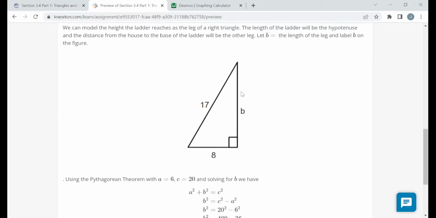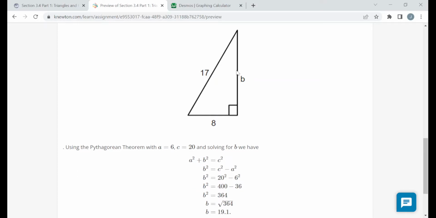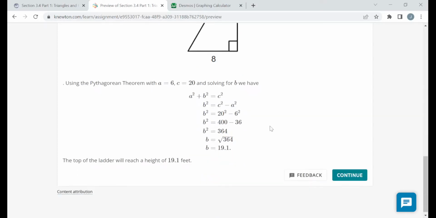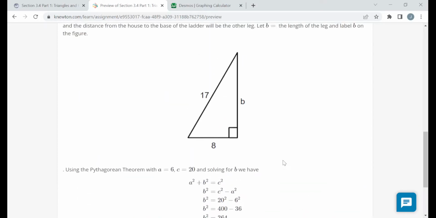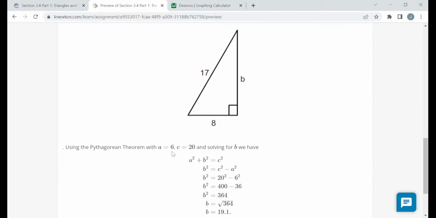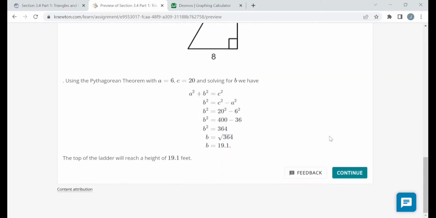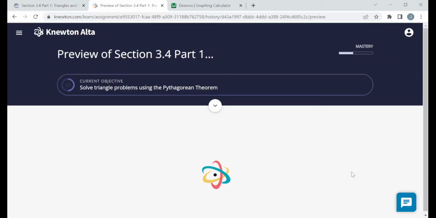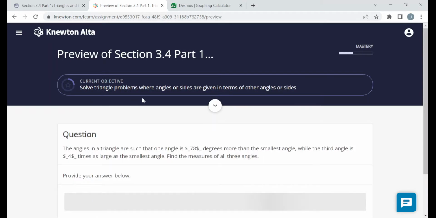Now I don't know why they have this picture with 17 and 8, and then they use 20 and 6 down here, so maybe you'll want to leave some feedback about the picture being wrong, but the calculations are correct. They use 20 and 6, but the picture is off. Okay, so back to this one.